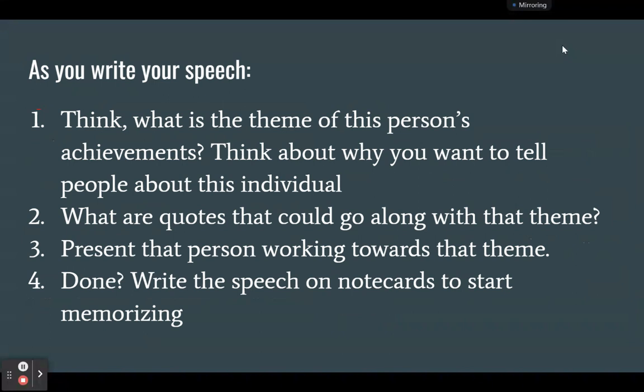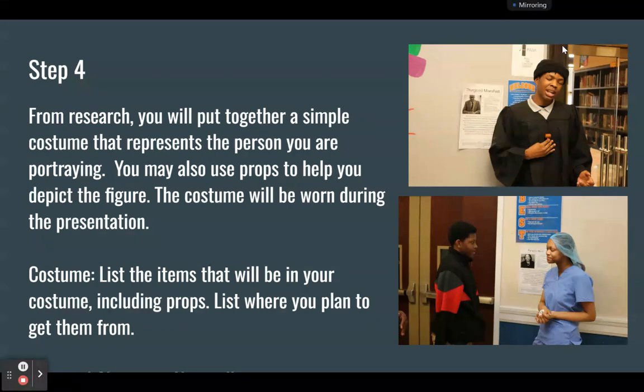As you write your speech, you're going to think about what are the themes of this person's life? What are these major achievements? Then you're also going to figure out what your costume is, and the costume needs to be something that you come up with. Two of my prior students here, Corey and Amira, they both came up with their own costumes, and they gathered a graduation robe is what Corey needed to be Judge Thurgood Marshall. He borrowed a gavel from someone.